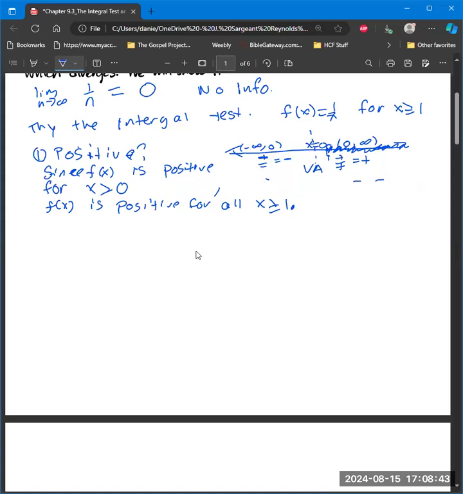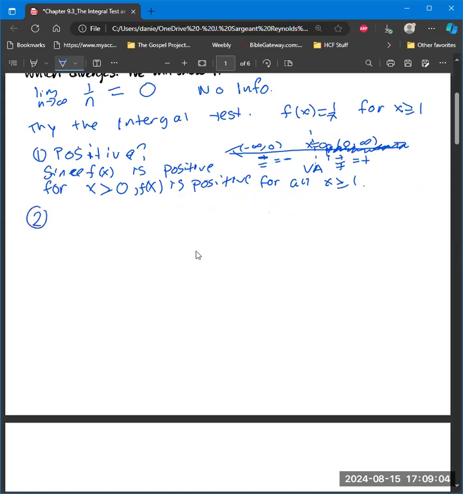Let's just say it that way. f of x is positive for all x greater than or equal to 1. All right. 2, is it continuous?